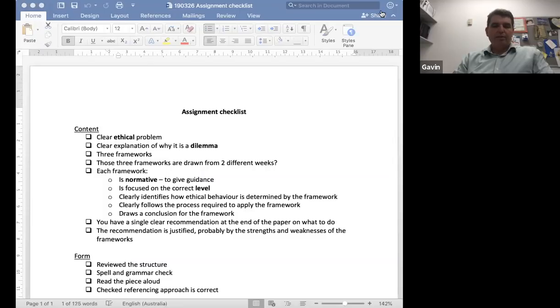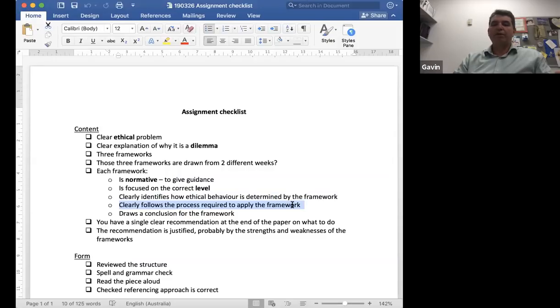So let me go back to that checklist. Each framework clearly identifies the decision, and clearly identifies how the ethical behaviour is determined by the framework. What's the decision rule? You need to be clear that you understand what the decision rule is under the framework. That is a key piece of knowledge. Whatever the process the framework uses, you need to make sure you follow that process.